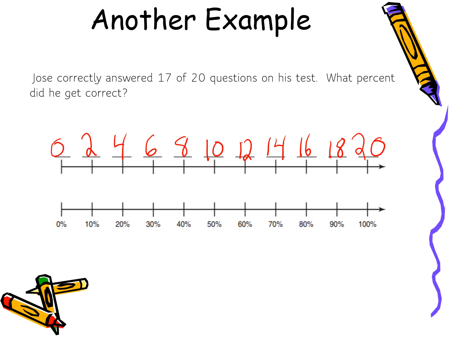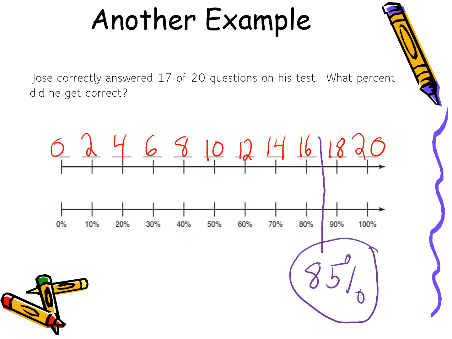We notice that on this double line diagram, we did not see 17, but we know that 17 falls between the number 16 and 18. So between these two, between 80 and 90%, is an 85. So that means that since Jose answered 17 of 20 questions correctly, he will have an 85%. So his grade will be 85%.